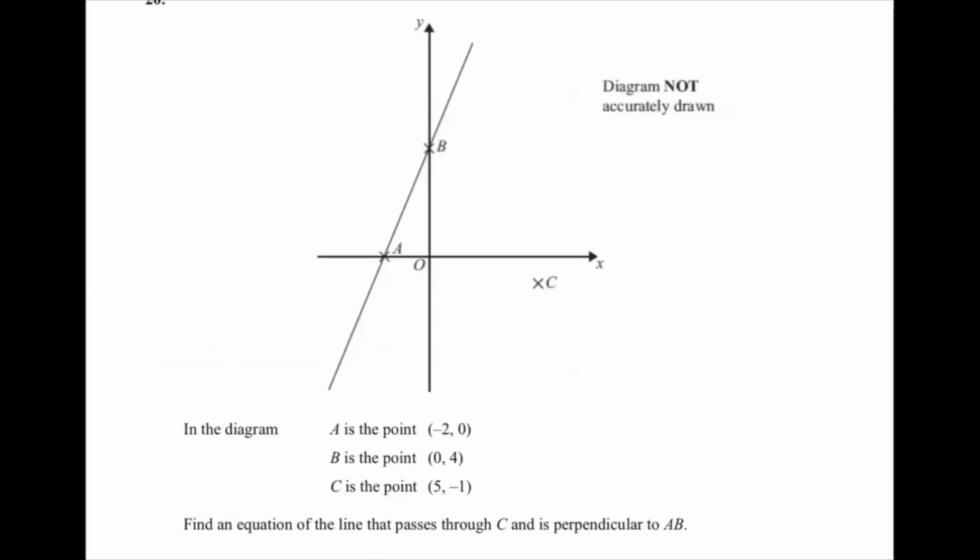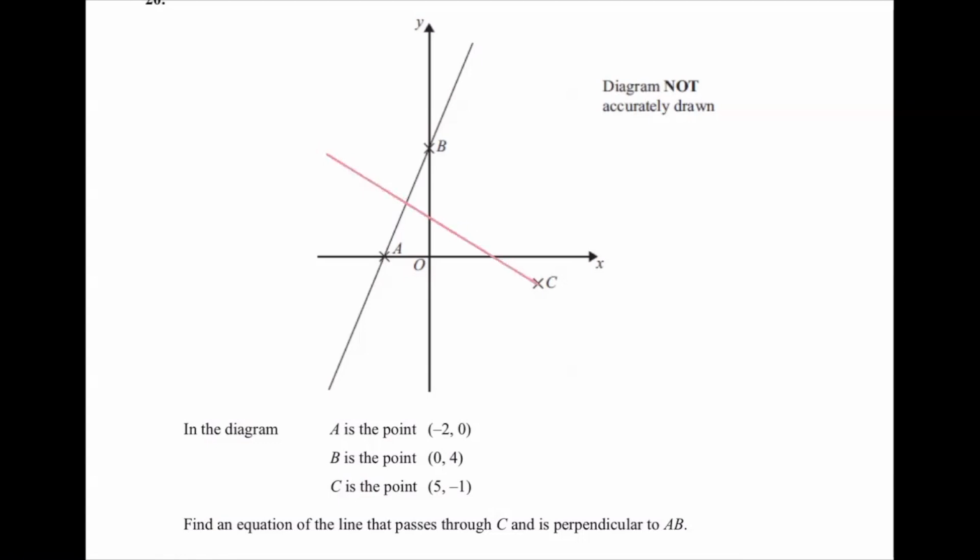Okay, so we've been given some coordinates. We've got a straight line already on our grid. We're being asked to find the equation of the line that passes through C and is perpendicular to AB. So I think the first thing I'd do is draw that line on. I want to visually see it. So I'm going to pop that on.